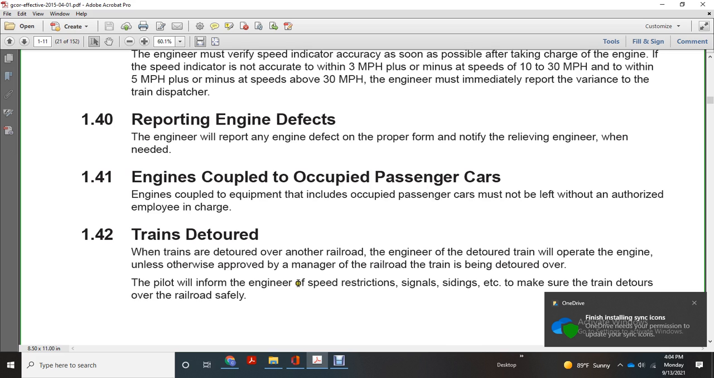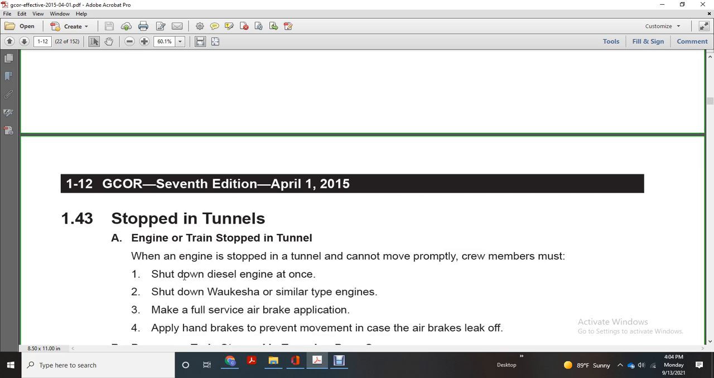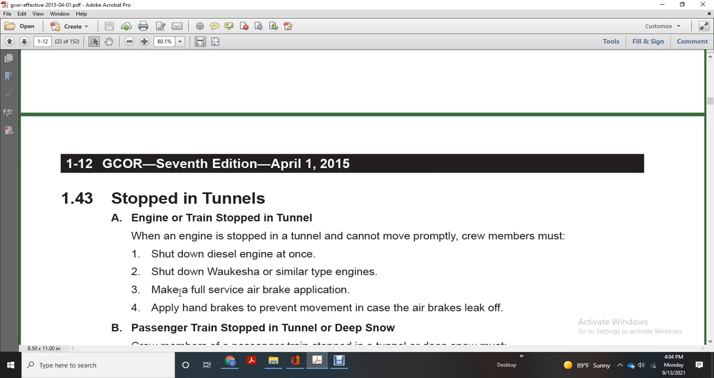Stopped in tunnels. If an engine is stopped in a tunnel but cannot move promptly, crew members must shut down the diesel engine at once, or the similar type of engine, and make a full service air brake application. Apply the handbrake to prevent movement in case of air brake leak.